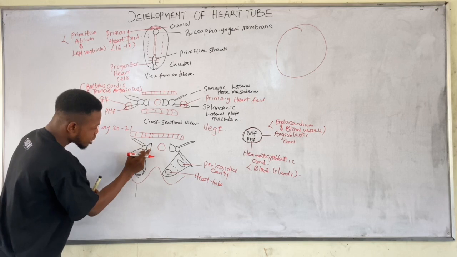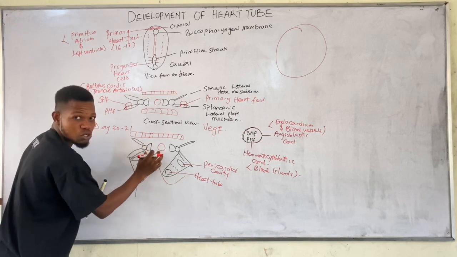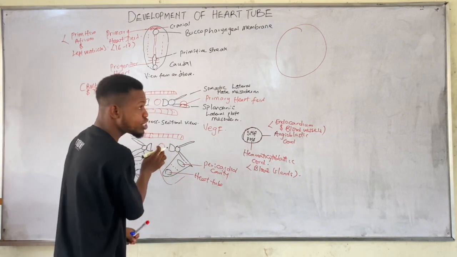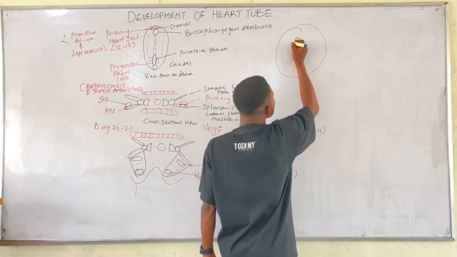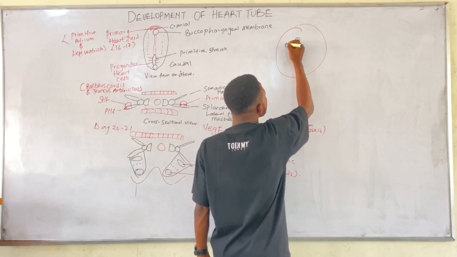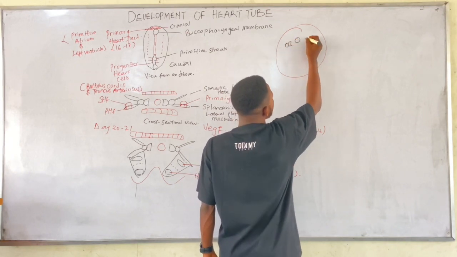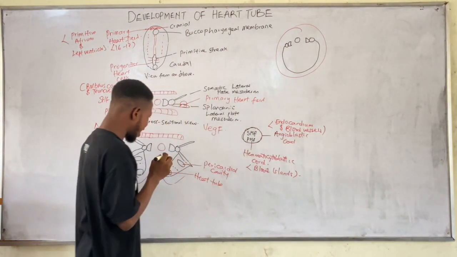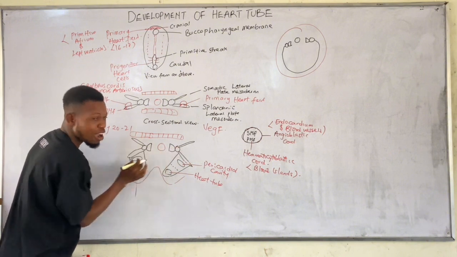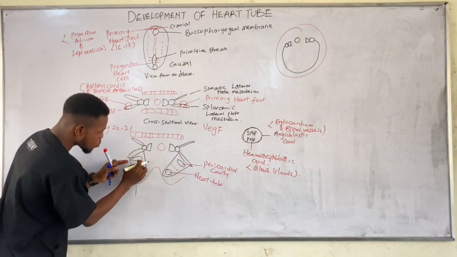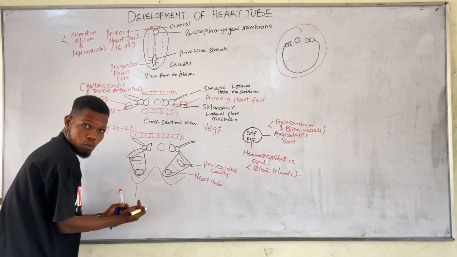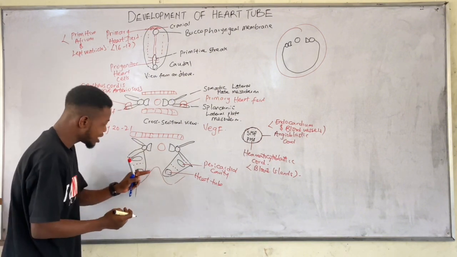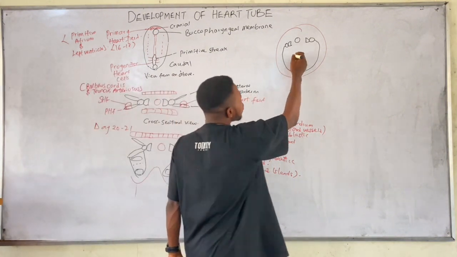Then what happens? The paraxial mesoderm and the other mesoderm also come together. Then we have a structure like this, including the notochord. So it will be this. Then we also have this and this. Yes, that tells you that the other mesoderm has come together during lateral folding. Then what happens to the splanchnic mesoderm? They also come together. That's what we call lateral folding. So when the splanchnic mesoderm comes together, you notice that the structure is like this.